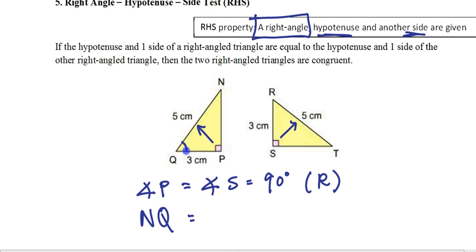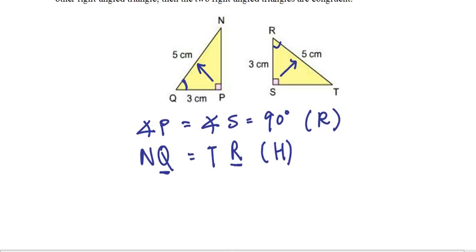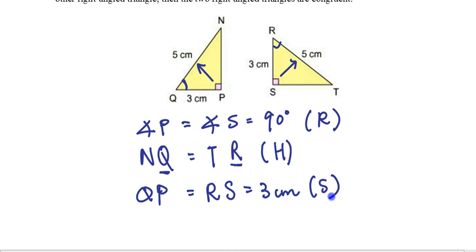Now look at Q. Maybe looking at Q is easier. Q is between the 5 cm and the 3 cm side. So correspondingly, if I look at the side which corresponds to the intersection of the 5 cm and 3 cm, that's R. So I know Q must correspond to R. And therefore N must correspond to T. And this is my hypotenuse. And another side that's given is QP is equal to, remember, Q must correspond to R, so I know it must be R something. QP is 3 cm, and I know RS is also equal to 3 cm. And therefore you have your side.